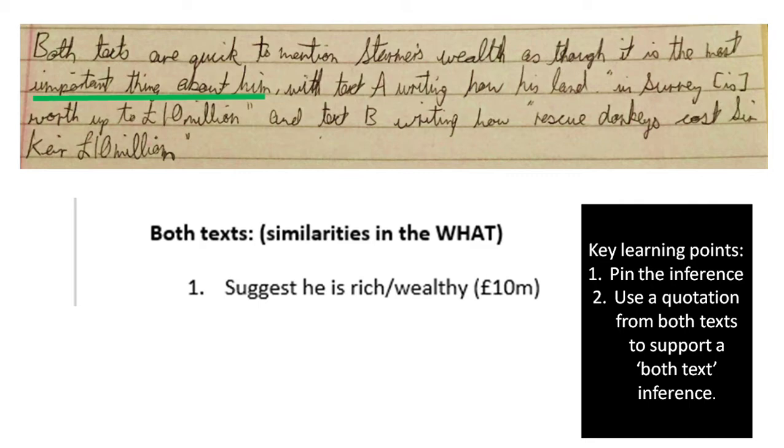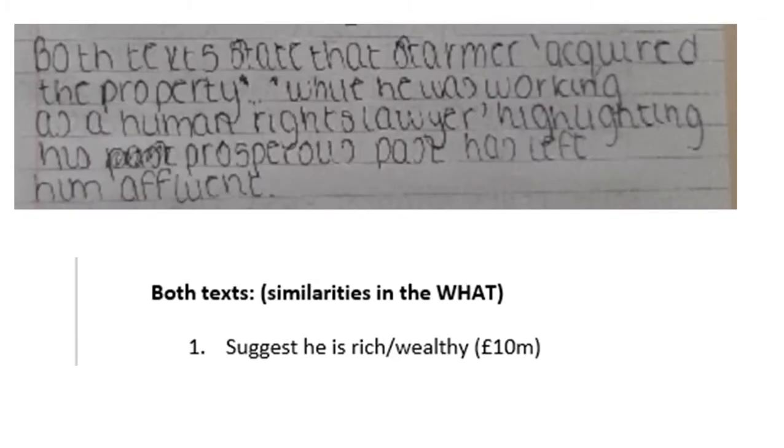Can you write down the key learning points? And you can also write down part of what our classmates have said, if you think that'll help you with examples. But what's really, really good about this one, and you absolutely must do, is you must use a quotation from both texts to support a both text inference. And we'll see some examples later where that's not done. Okay. Right, so next one.